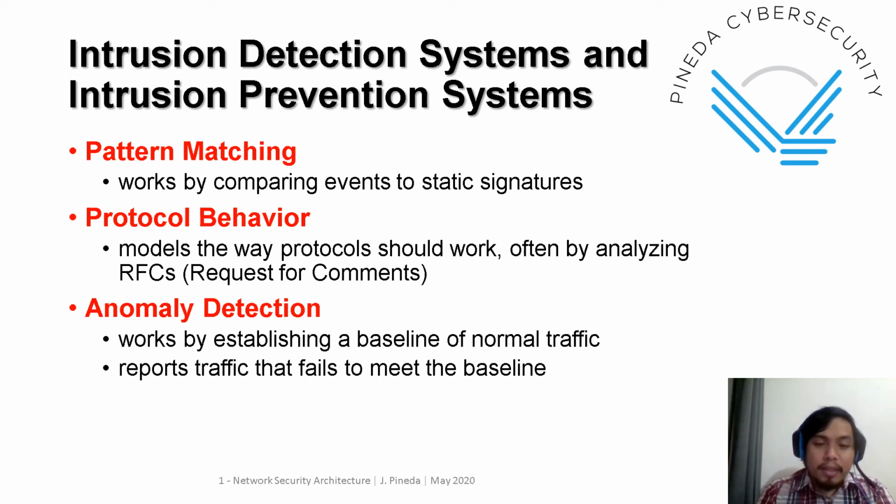So it works by establishing a baseline of normal traffic and reports traffic that fails to meet the baseline. For example, it can be voluminous traffic at 10 p.m. Okay? So they will flag it as anomalous if they find a large amount of traffic, because there should be no traffic during that time. Everybody is at home. So something like that would be an anomaly detection.